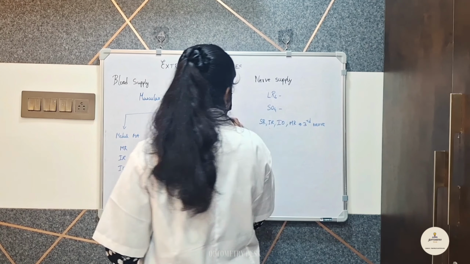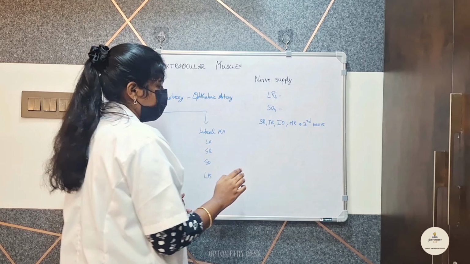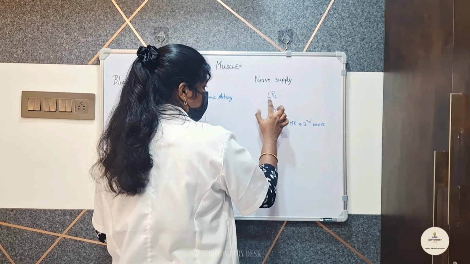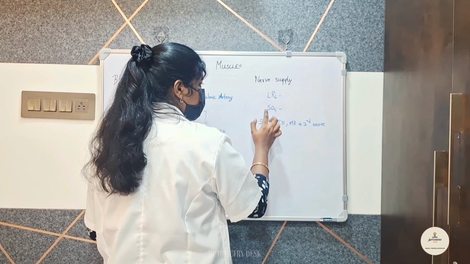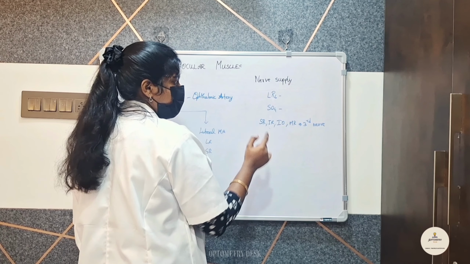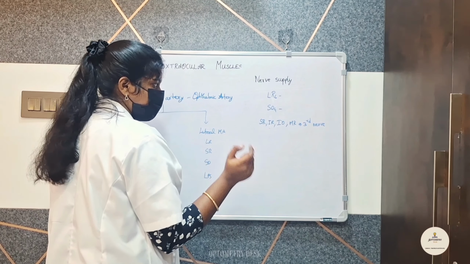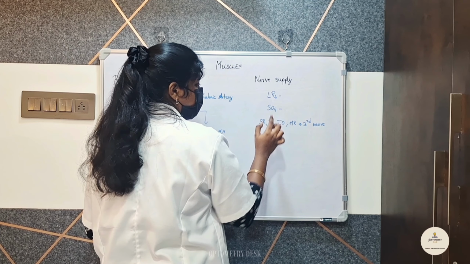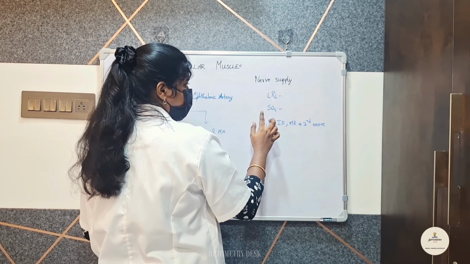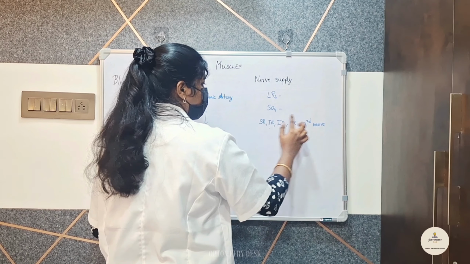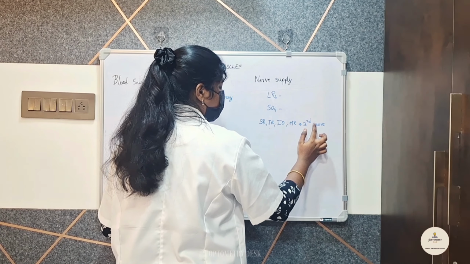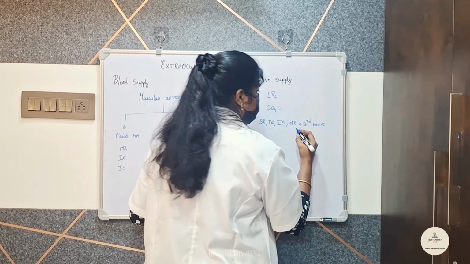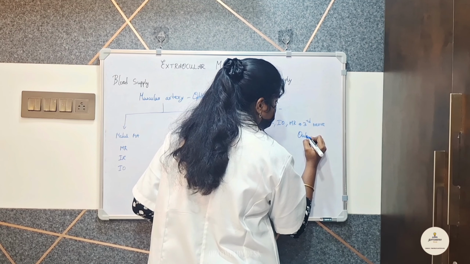Now, nerve supply of our extraocular muscles. Remember this very common mnemonic, LR6 and SO4, which means that the lateral rectus is supplied by our 6th cranial nerve, which is the abducens nerve, and our superior oblique is supplied by the 4th cranial nerve, that is the trochlear nerve. Apart from these two muscles, all our extraocular muscles are supplied by the 3rd cranial nerve, that is the oculomotor nerve. So the 3rd cranial nerve is the oculomotor nerve.